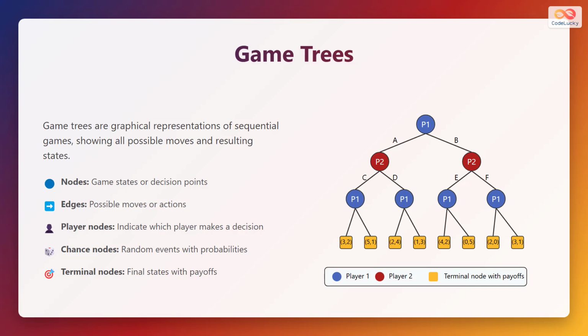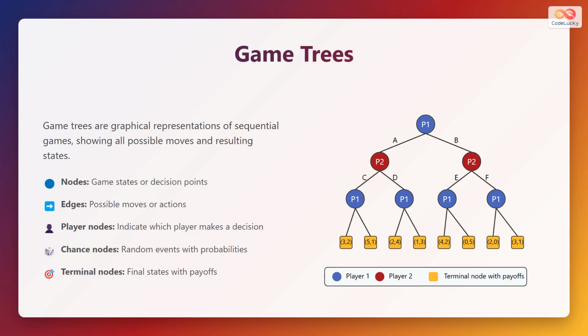Nodes represent game states or decision points in the game. Edges represent the possible moves or actions that can be taken from a particular node. Player nodes indicate the player who makes a decision at that point in the game. Chance nodes indicate random events with associated probabilities. Terminal nodes represent the final states of the game, along with the payoffs for each player.